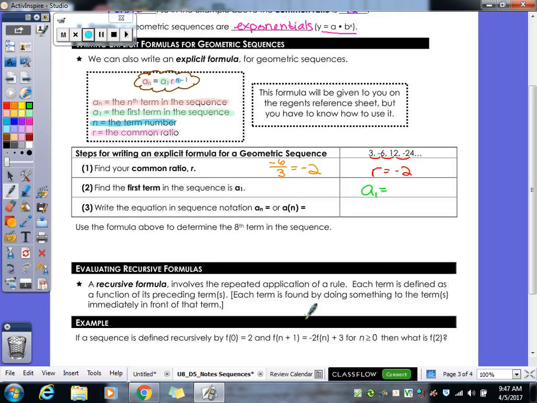All right, next step, we need our first term. What is our first term? 3. So then our formula, I'm going to use a sub n this time. Again, I'm following this right up here. It says for me to use my first term times my common ratio of -2 to the n minus 1 power. So it's 3 times -2 to the n minus 1. That's it.